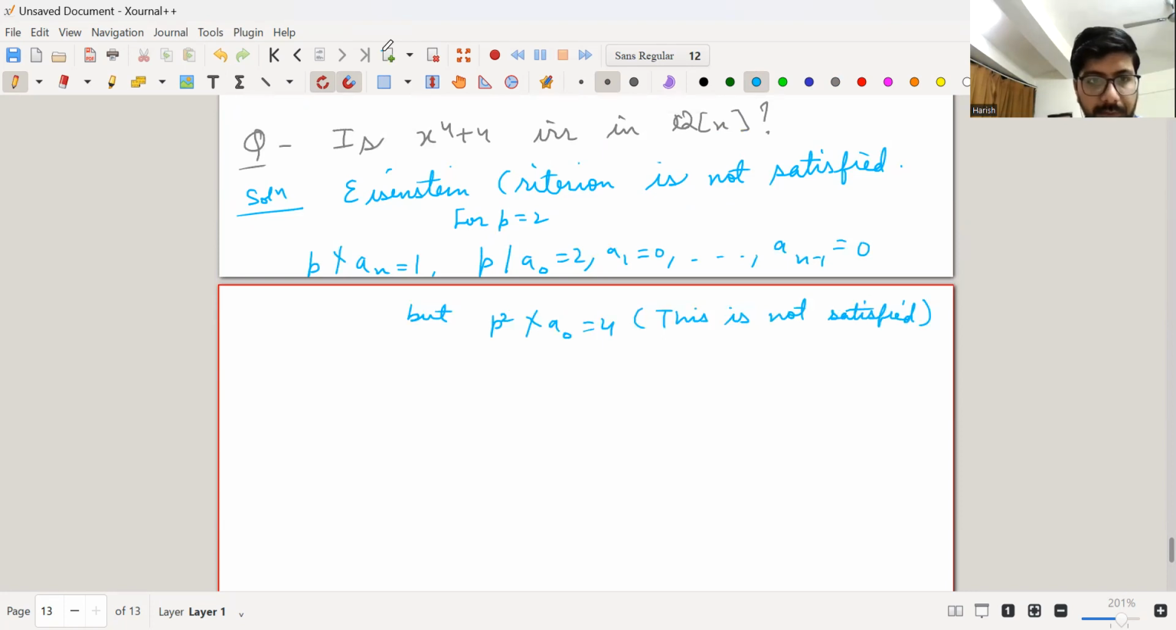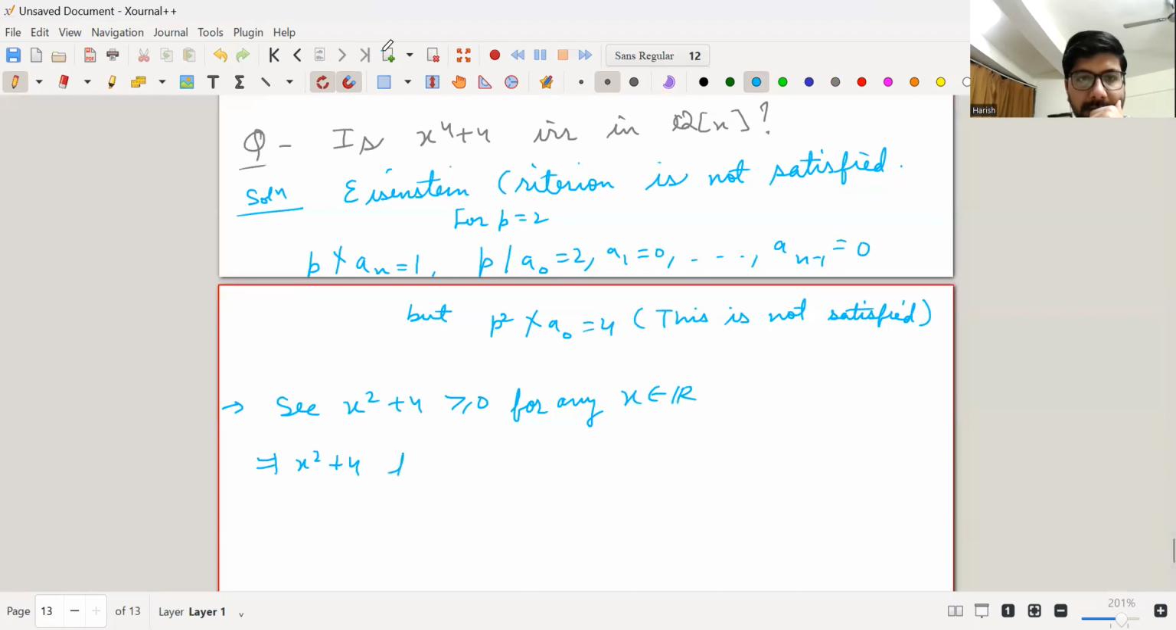So see, x square plus 4 is always greater than or equal to 0 for any x belonging to real numbers, right? In particular for rational numbers. So this implies x square plus 4 has no real roots. In particular, it has no rational roots.